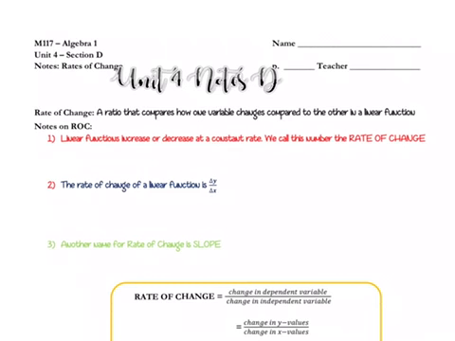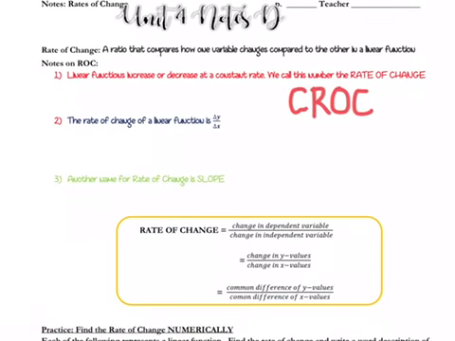Another way to think about this is a constant rate of change because it's the same. So not only can we call it ROC, but we can call it a constant rate of change, a CROC. I'll refer to it as a CROC at times as well. The rate of change for a linear function is the change in y over the change in x. And another word we're going to use to refer to this is the slope.